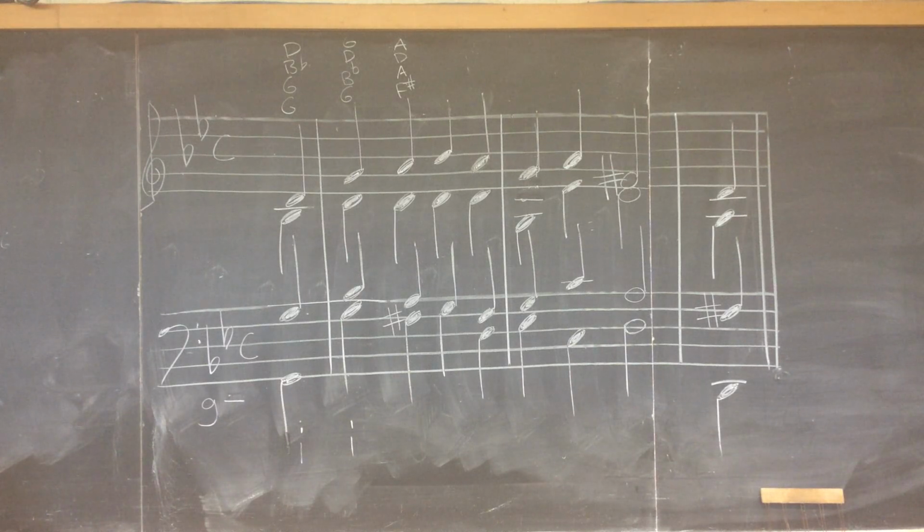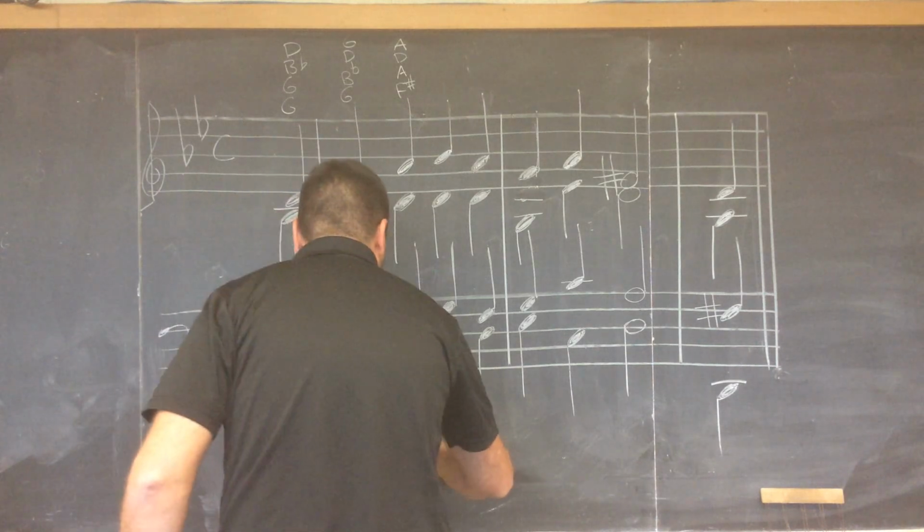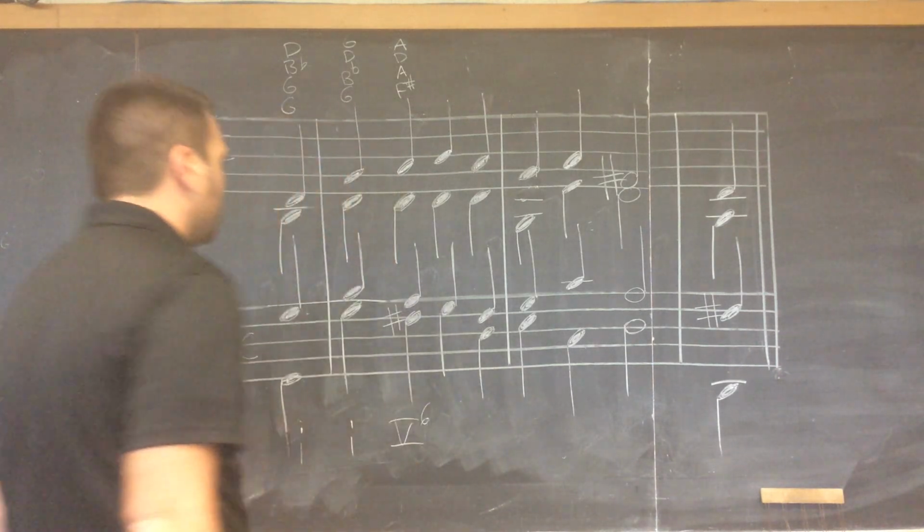So if we rearrange those notes, can we do it to have a triad in root position? The answer is yes. D, F sharp, and A. D, F sharp, and A would be the dominant. However, in the arrangement of these notes, we've got the third in the bass, so this one's still the dominant triad, but we are in first inversion because we have an F sharp as the bass note.